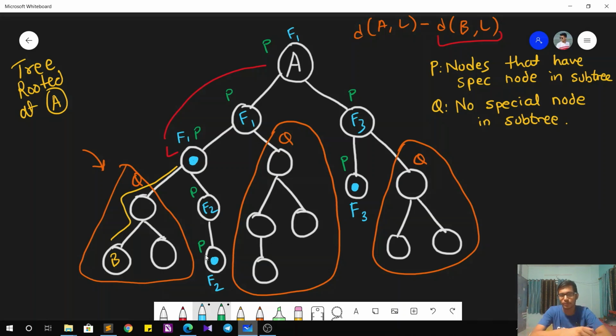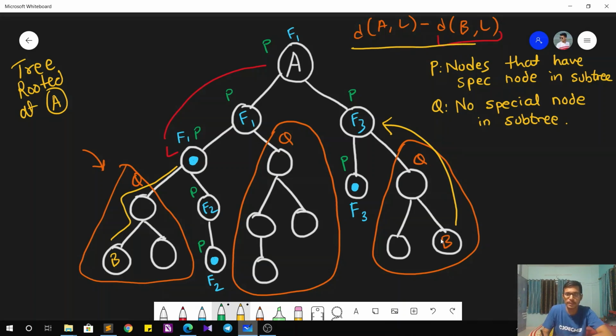So all the P-type nodes will know which is their closest special node, because that will be paired with the Q-type node. So let's say I am working on this B node, this one which I am pointing at with my mouse. I have to pair it with some special node. So first I will look for the lowest common ancestor. That lowest common ancestor will be this one. And which one is the special node in the subtree? The special node is F3. So using my formula, I can calculate the distance. That is one part of the answer.